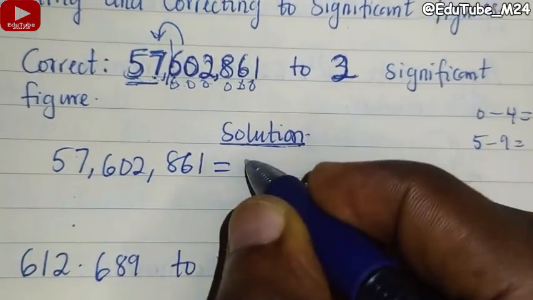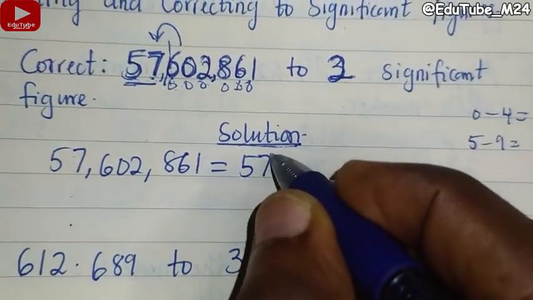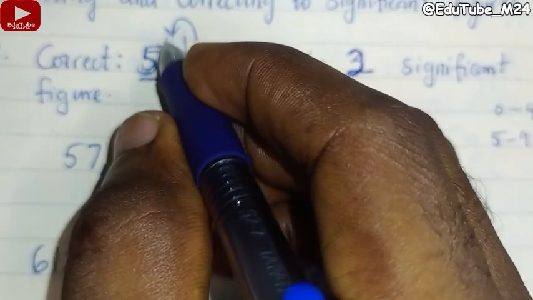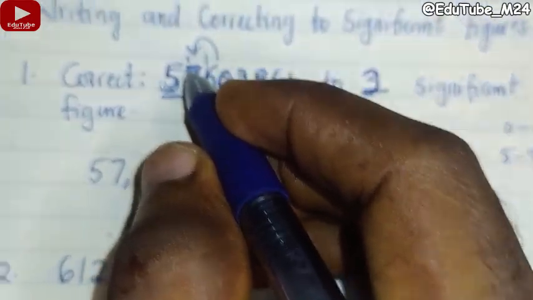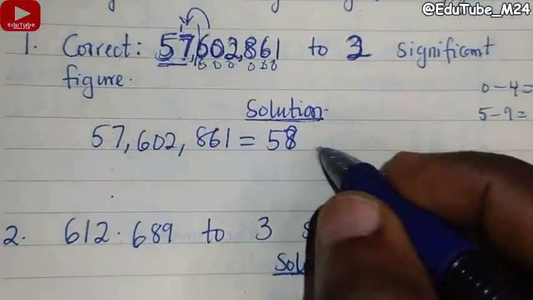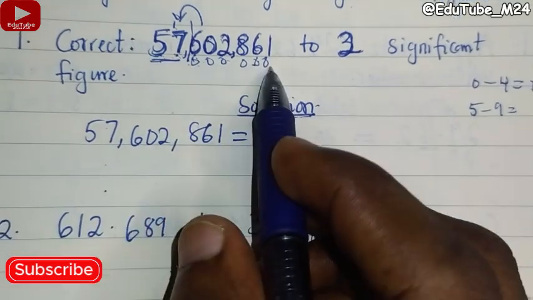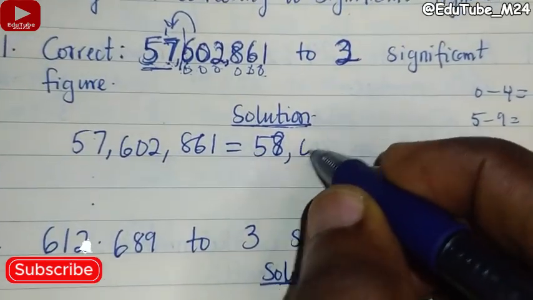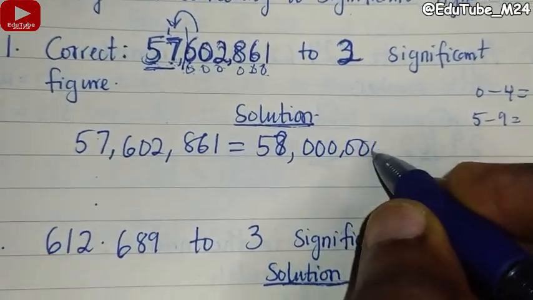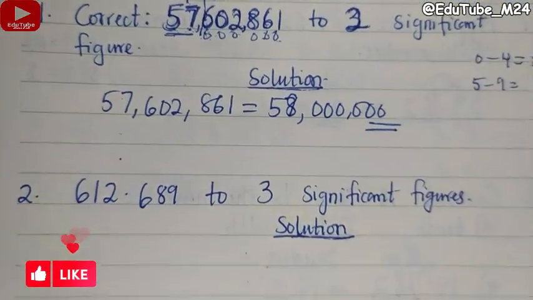So our answer, 57,602,861, will become 58 million, because we are giving 1 to this 7 and it's becoming 8. So it's going to become 58 million. As we said, the rest of the figures return to 0. So 58 million to two significant figures.